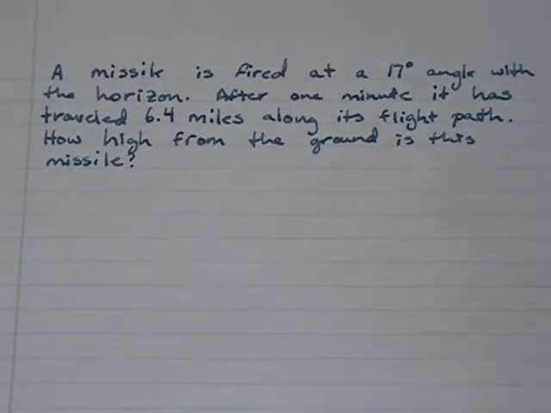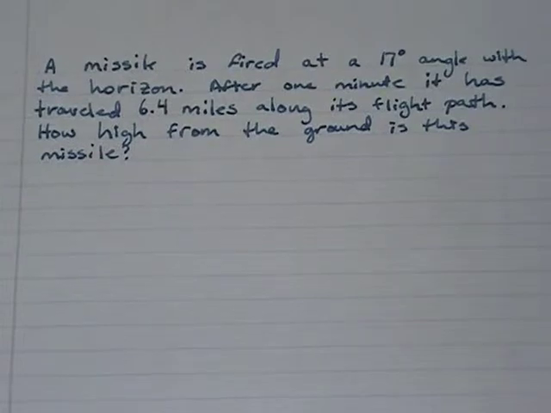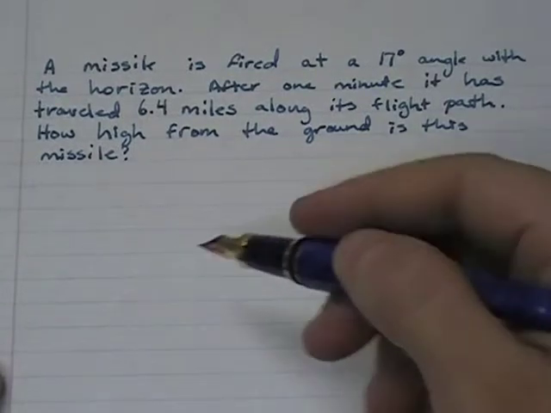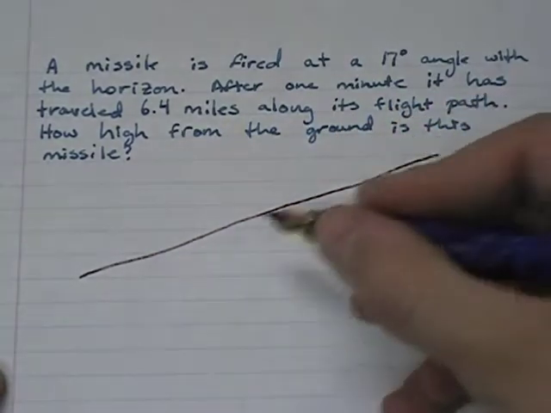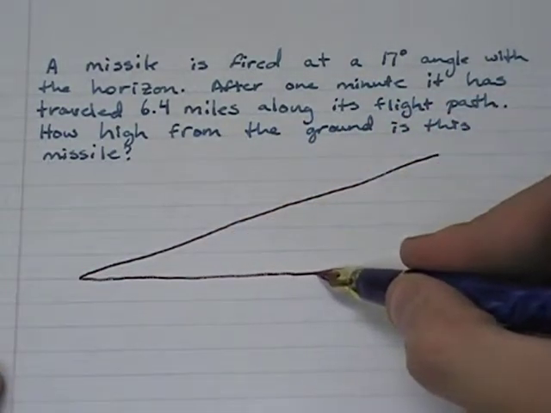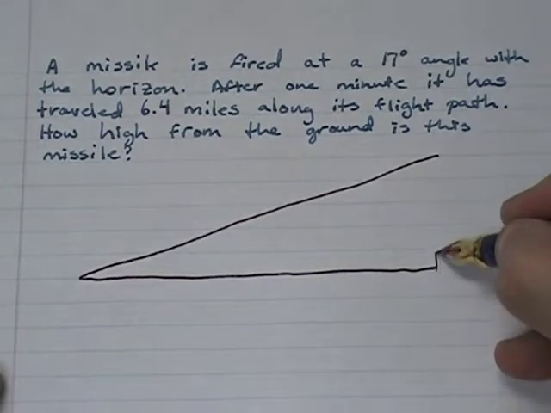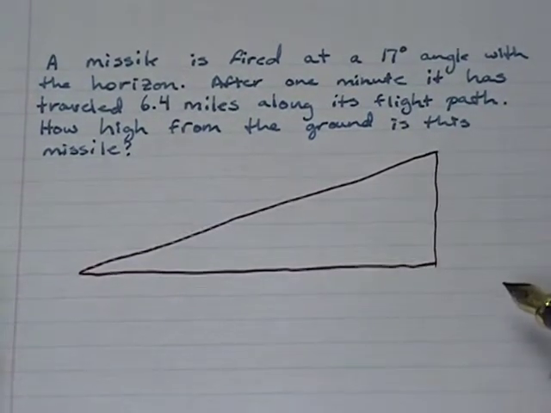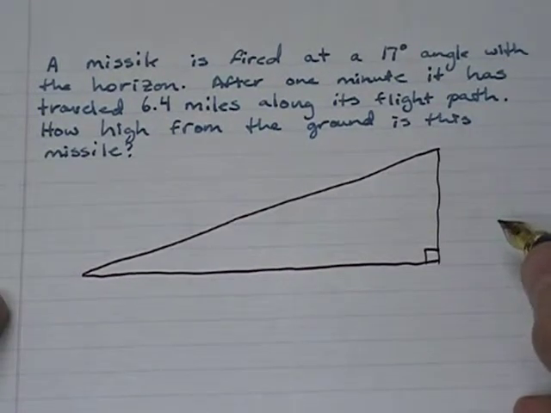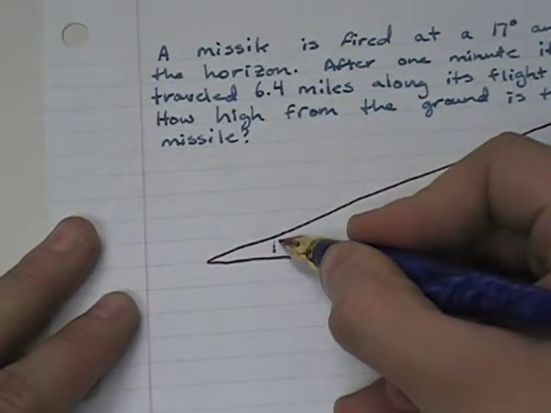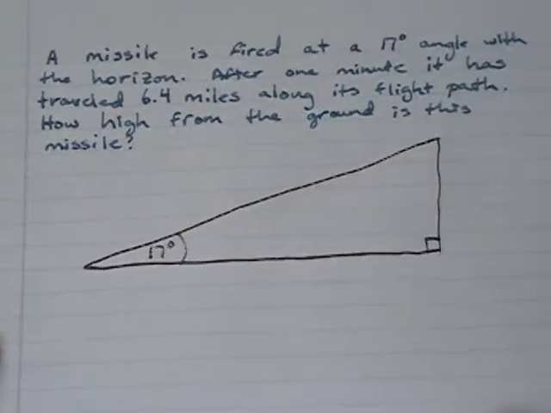So what we're going to do here, folks, is we're going to assume this is a right triangle problem. And we've got our missile, and it's got a flight path. And then we've got a horizontal and a vertical. And it said to us it was fired at a 17-degree angle with the horizon. So that's going to be here, 17 degrees.